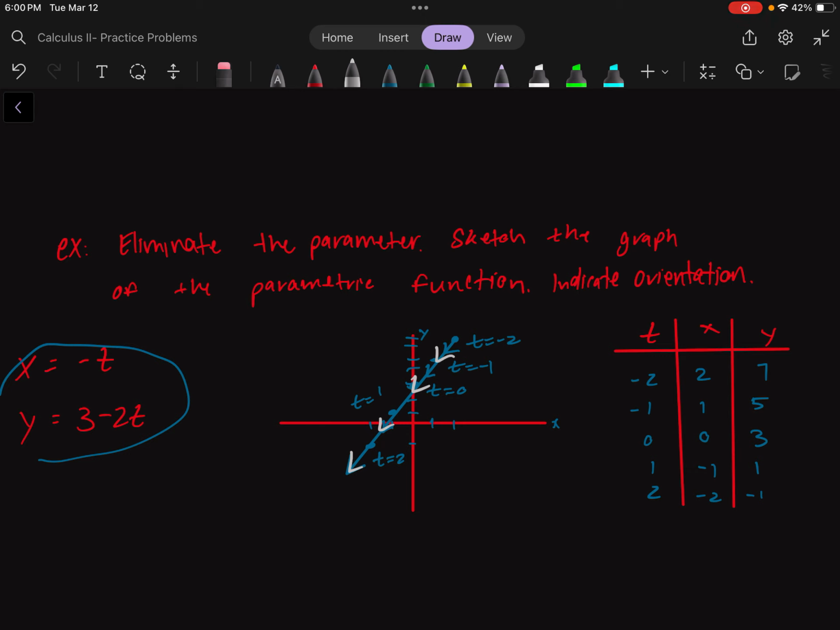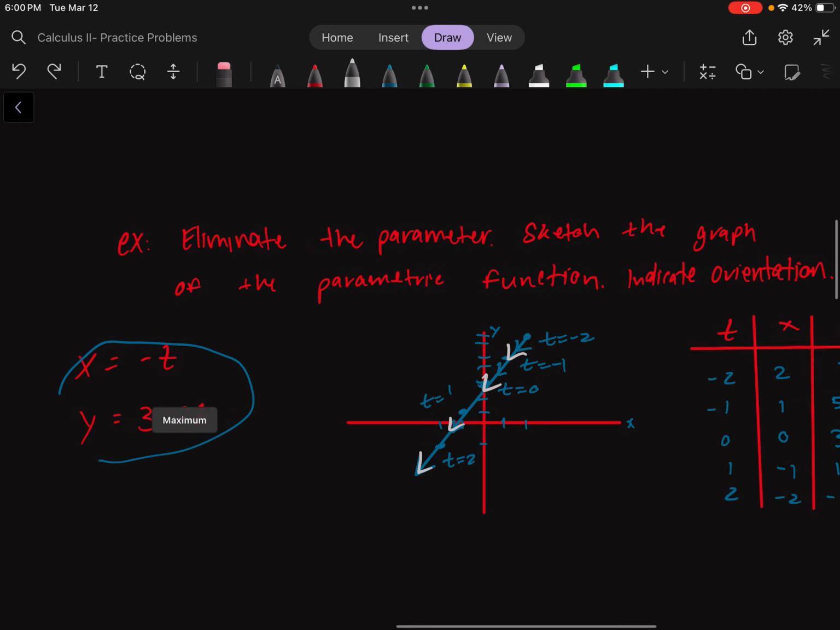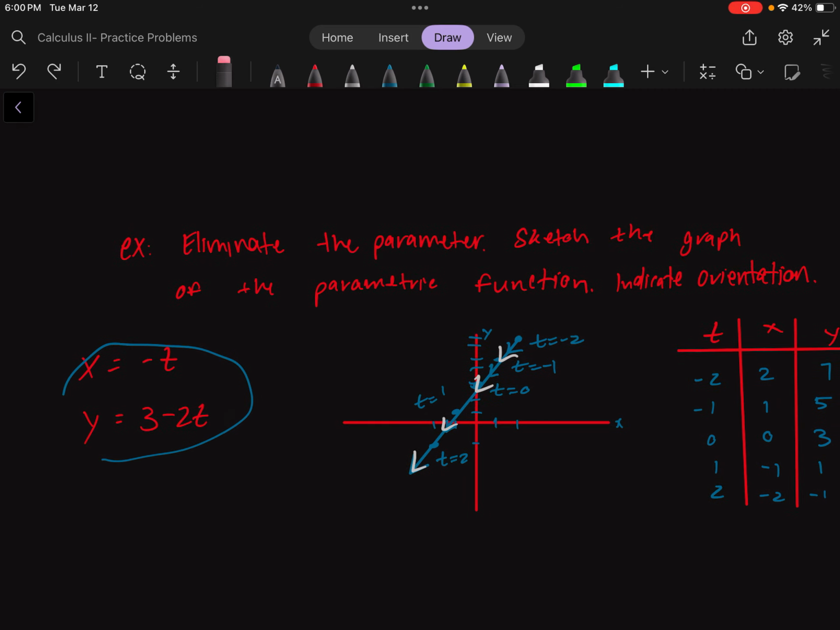Was there another way we could have done this, though? Do we really want to do this every time? What if we have actual curves? It's going to get a bit messy. Well, let's just solve this system of equations. Can we figure out what t is? t is just negative x. Plug it in for y: y equals 3 minus 2 times negative x. So y equals 2x plus 3.